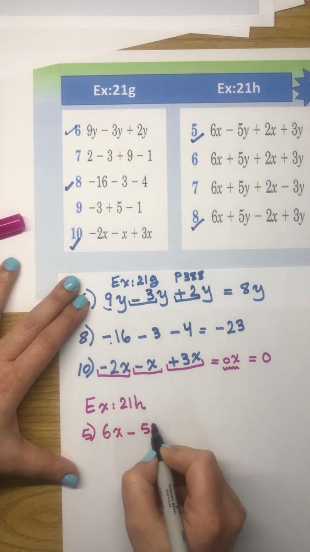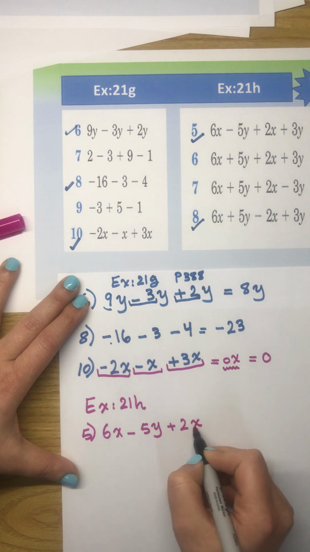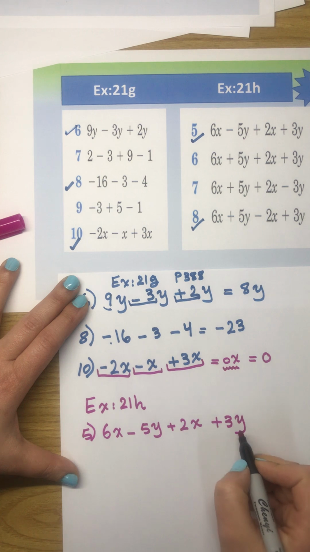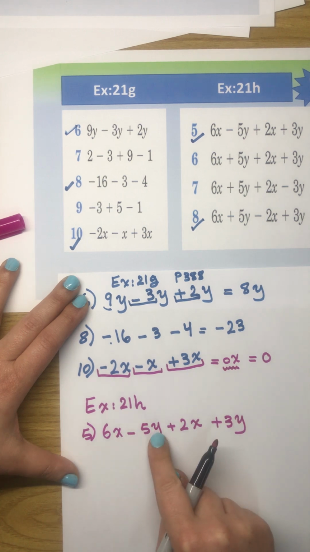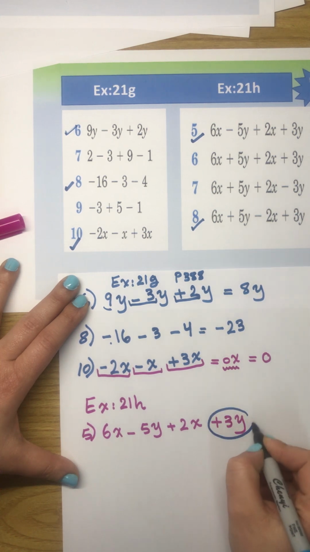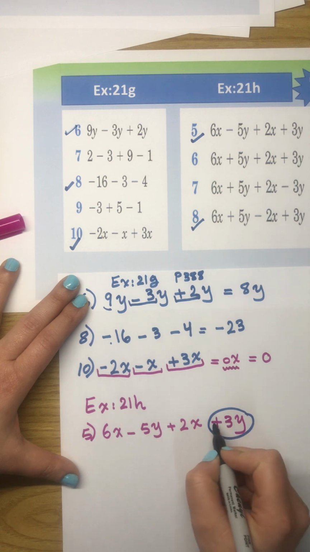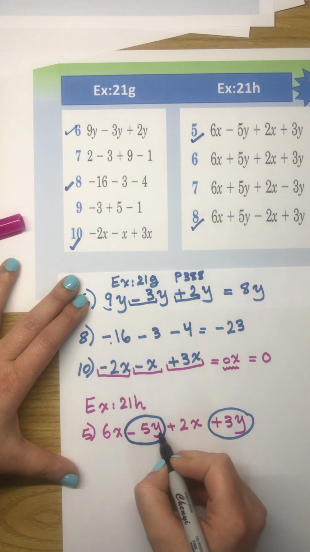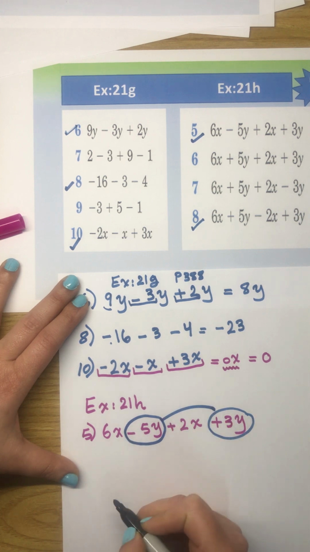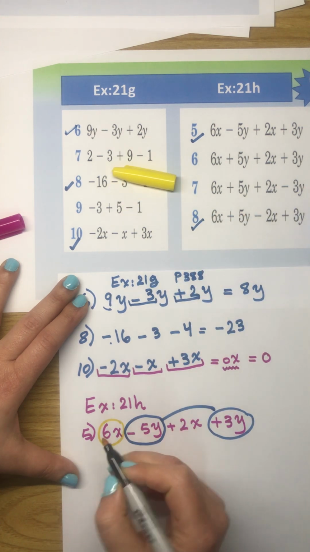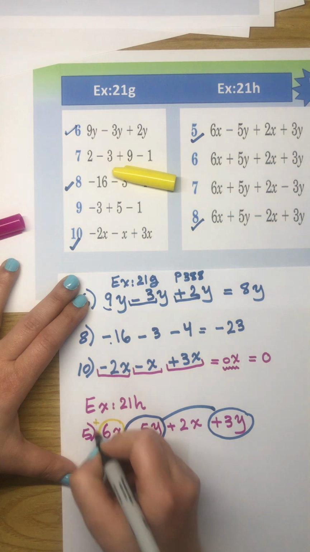6x minus 5y plus 2x plus 3y. In this expression, we can notice that there are different variables, x and y. We have to put like terms together. What are like terms? We have to combine the y's together. Remember the sign in front of the term. So negative 5y is going to deal with the plus 3y, and 6x. Remember, there is no sign, that means that 6 is positive.